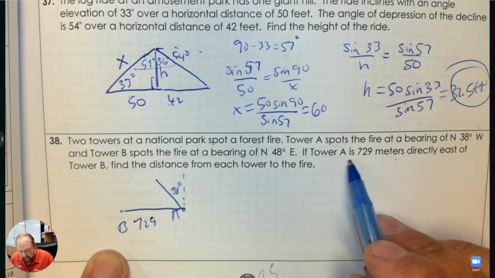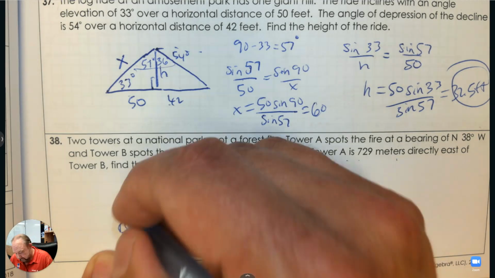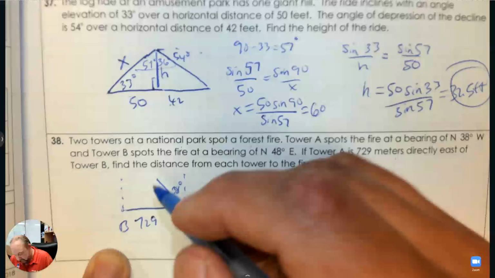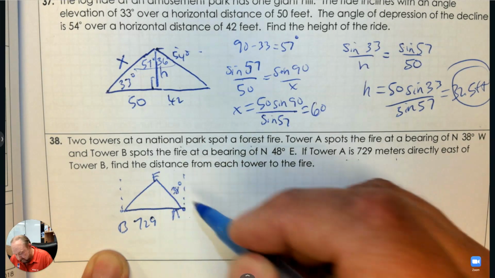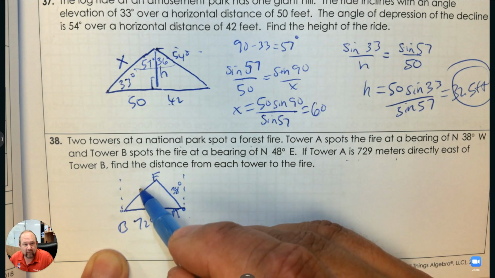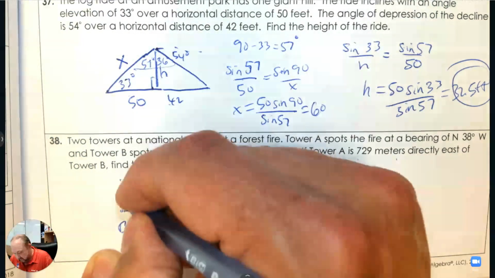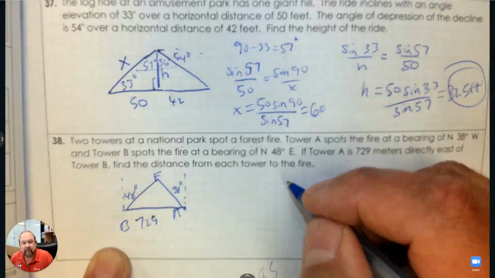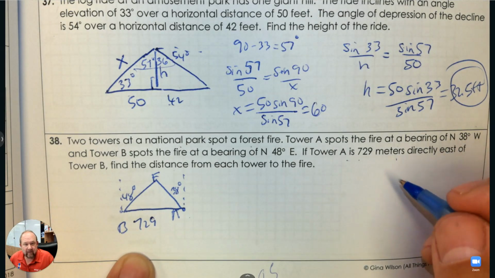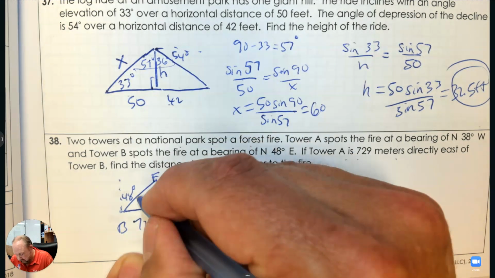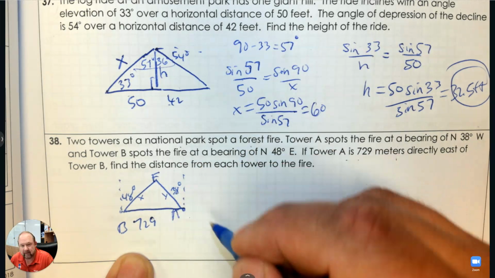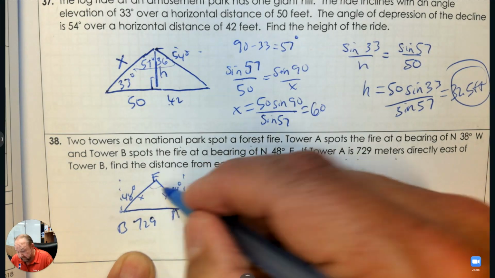And it says tower A, north. Same spot for the location. There's my fire right there. North, 48 degrees east. That's 48. And it says, find the distance from each tower to the fire. So that's X and that's Y, each distance to the fire. So I'm going to find that angle in there.